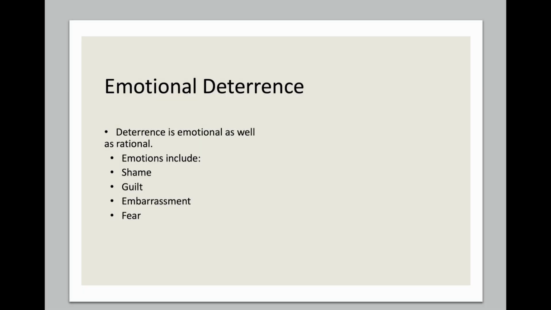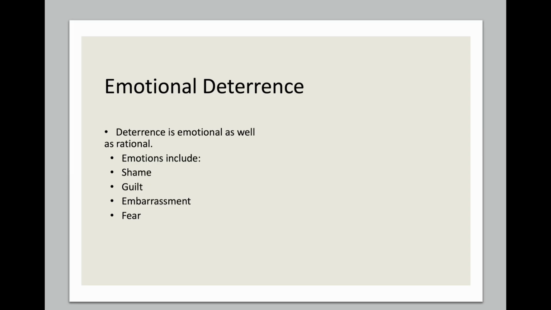Now, moving into emotional deterrence, one of the major recent developments in deterrence research is emotional deterrence. Traditional deterrence theory focuses heavily on formal punishment, such as arrests, imprisonment, fines, and legal sanctions, but modern scholars increasingly recognize that social and emotional costs may also deter offending.